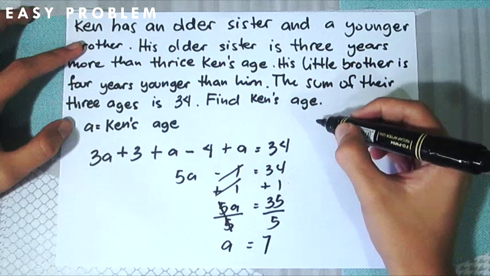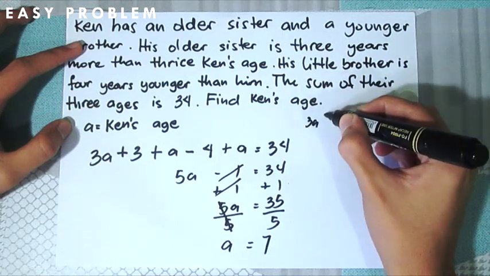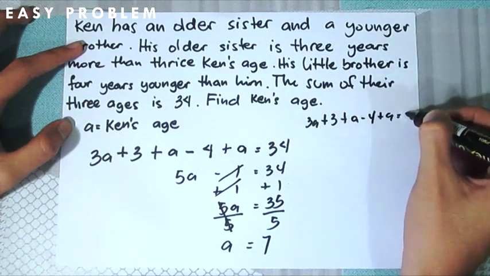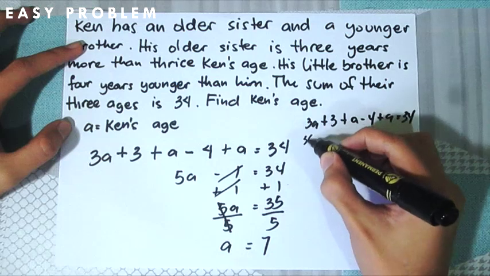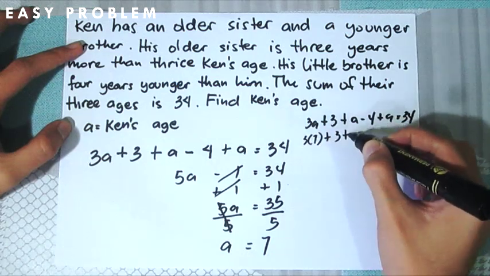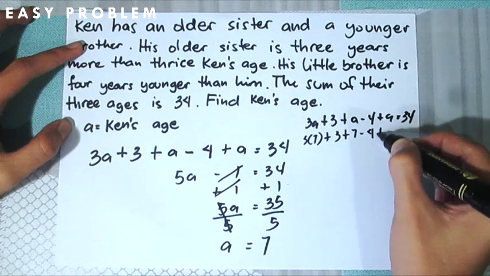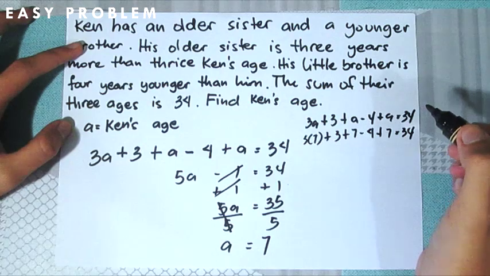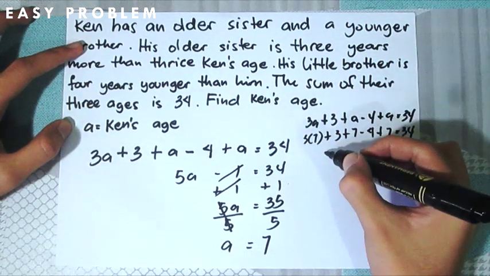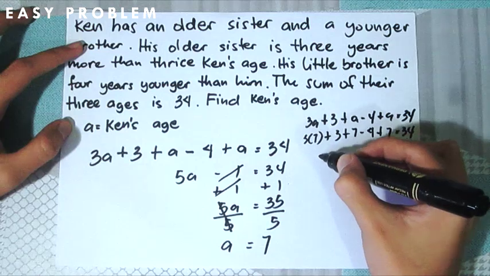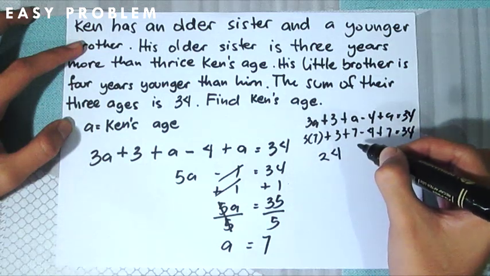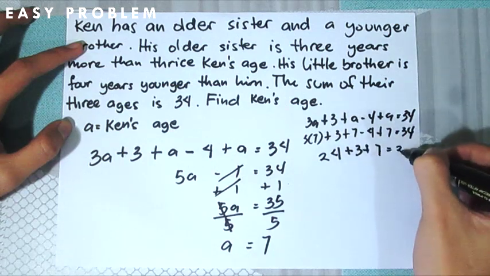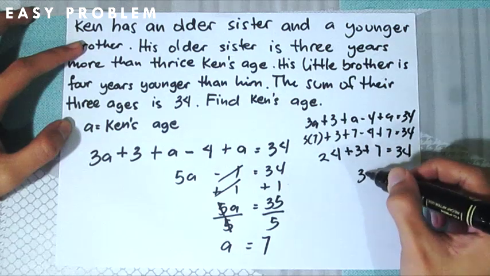To check, we need to replace our A variable with 7. So 3A plus 3 plus A minus 4 plus A is equal to 34 becomes 3 times 7 plus 3 plus 7 minus 4 plus 7. So his older sister's age is 24. His little brother is 3 and he is 7, and that becomes 34. So Ken's age is 7.